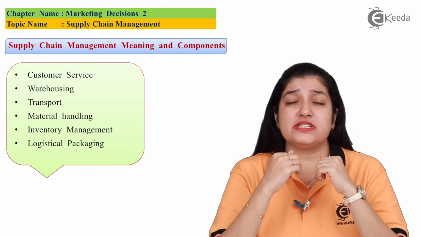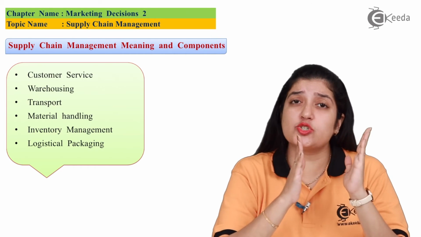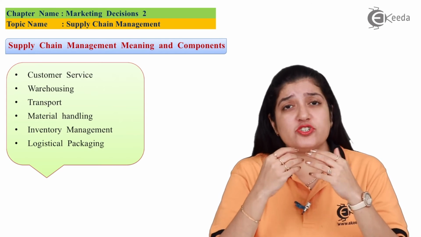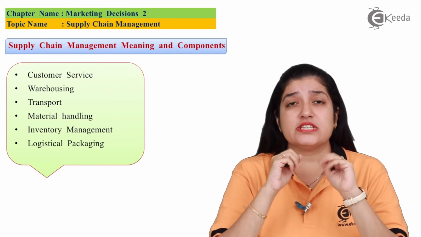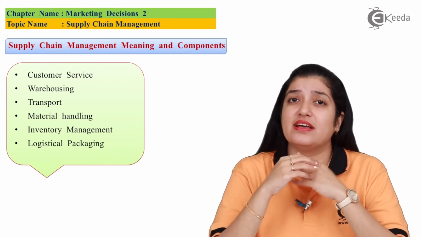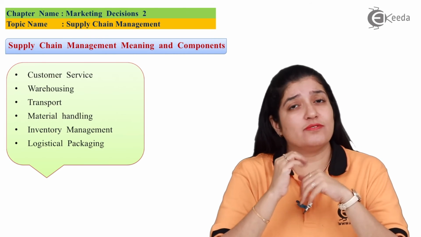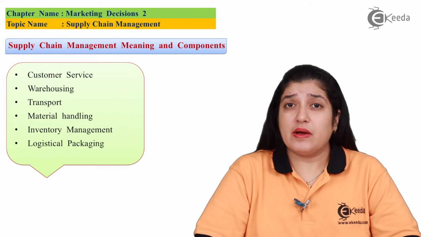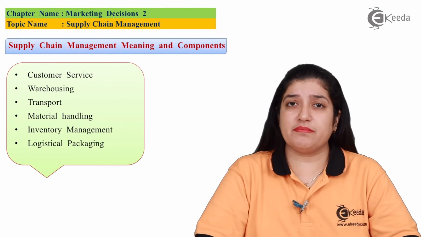The next component is warehousing. Warehousing is storing the product till it is sold. Again, I will have refrigerated or cold chain warehouses to store these apples. The next point is packaging, which I have already explained. And my last two points are material handling and inventory management.